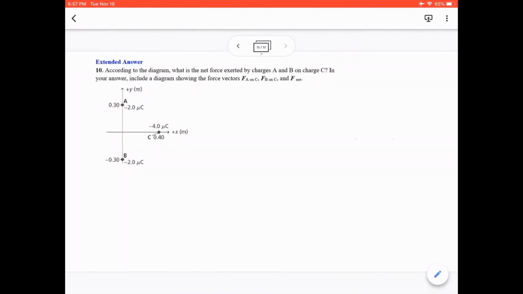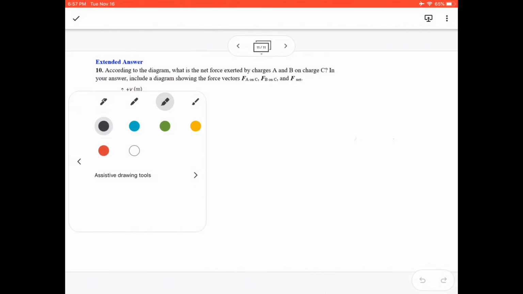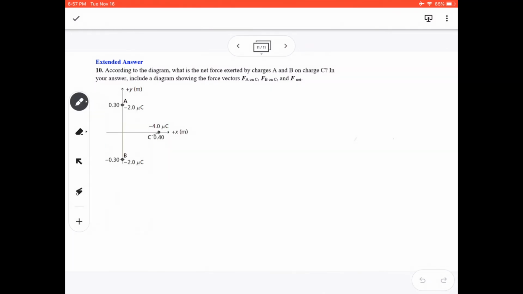Question 10. This is an extended answer. It means that it is a higher order thinking skills question designed for extremely talented students, which of course you are. According to the diagram, what is the net force exerted by charges A and B on charge C? In your answer, include a diagram showing the force vectors FA on C, FB on C, and F net.